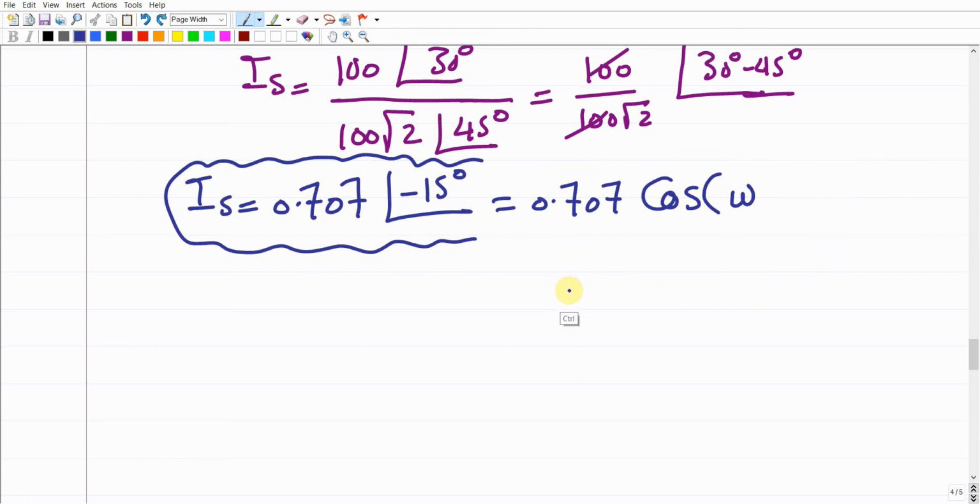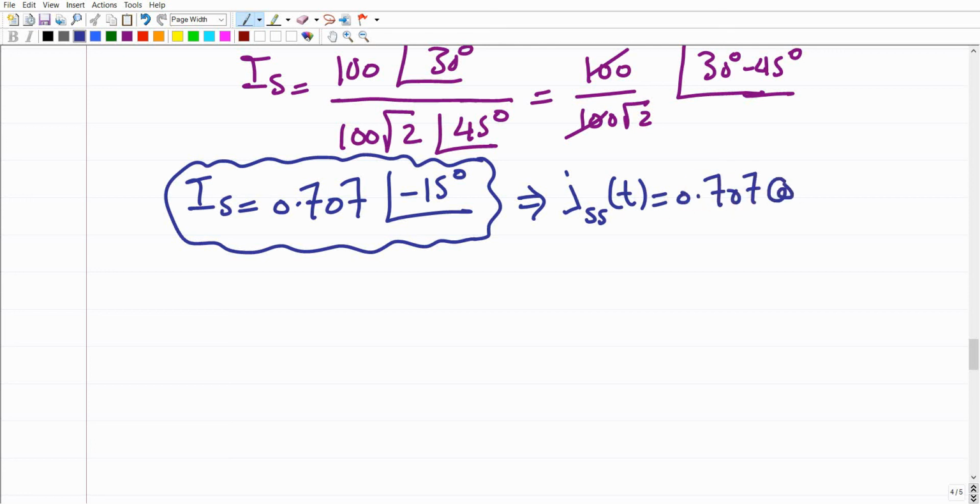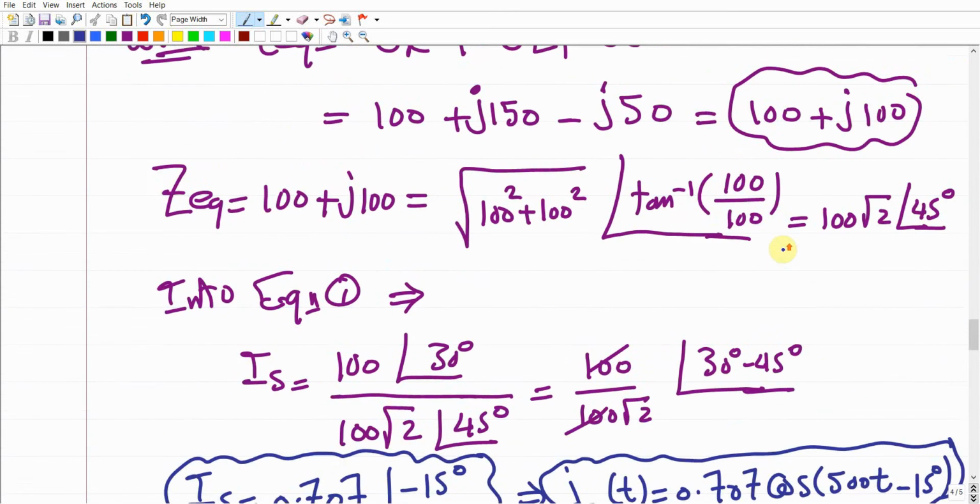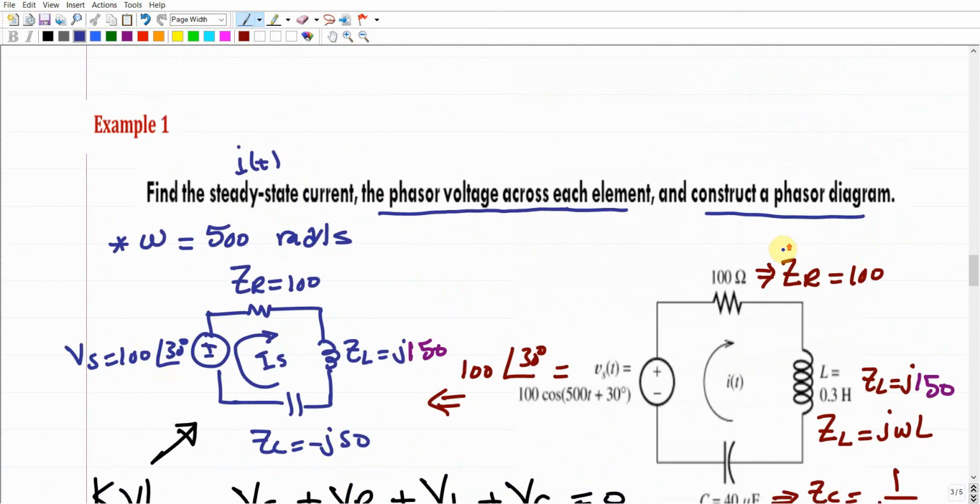But remember, to be more accurate, this is the Is. Equivalently, the current in the time domain, the steady state current, is going to be 0.707, this is the magnitude, times the cosine of 500t, which is omega t, minus 15 degrees. This is going to give us the steady state current. If we decided to plot this function, we would end up with a wave that represents the current within the steady state region of this electrical circuit. And this is the first part, which is just to find the steady state current.